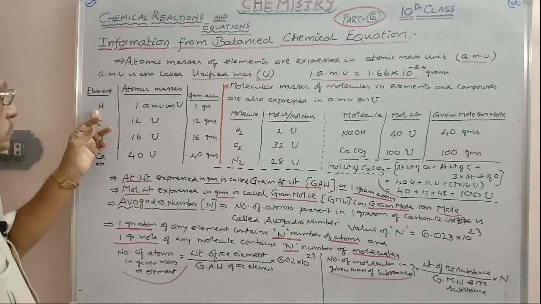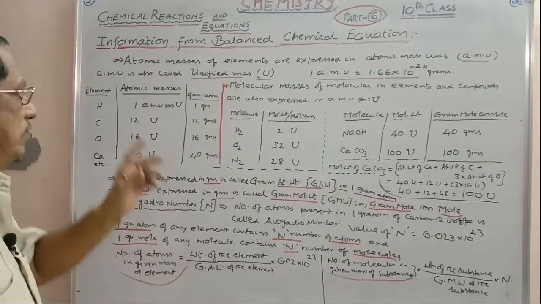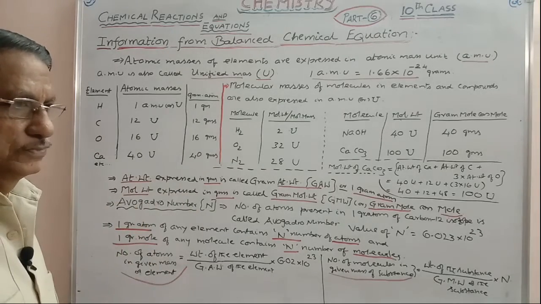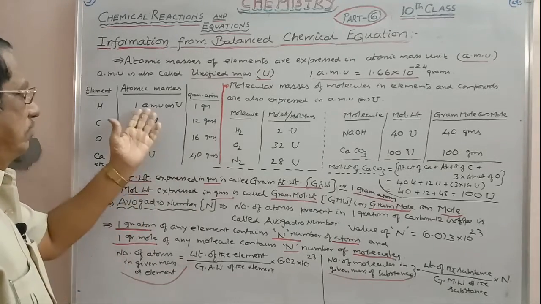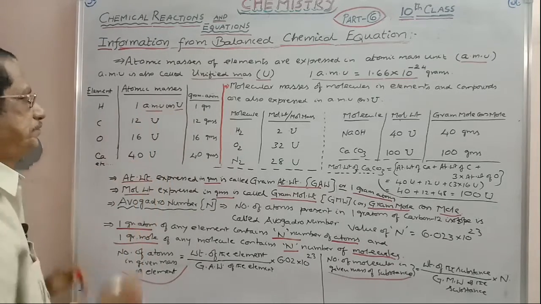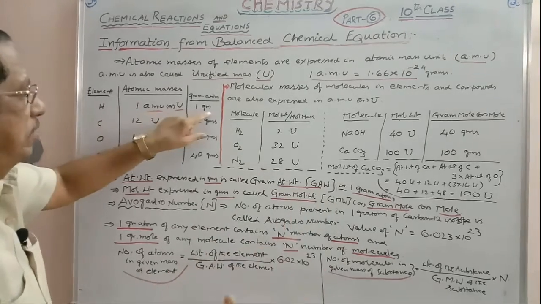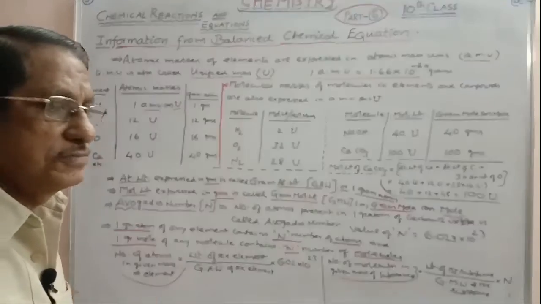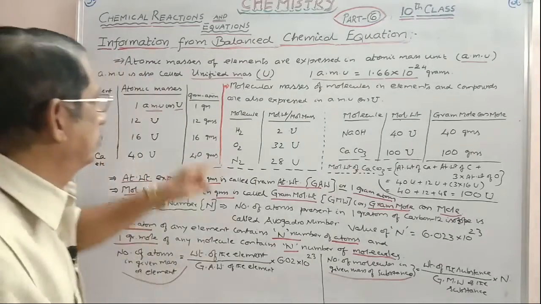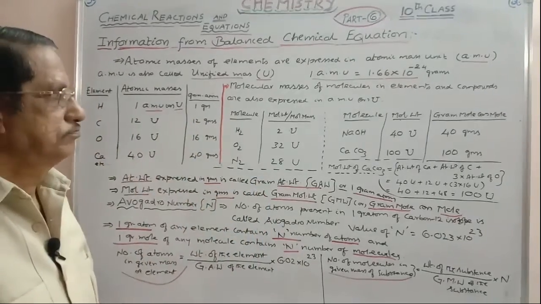Element hydrogen, what is its atomic weight? 1. You have to say it as 1 AMU. Generally we will express it in AMUs. If not, in place of AMU, you can write U. Either one is correct, both mean only the same. And when AMU is replaced with gram, it is called gram atomic weight. When atomic weight is expressed in grams, it is called gram atomic weight. So, if you want to take 1 gram atom of hydrogen, it is 1 gram.